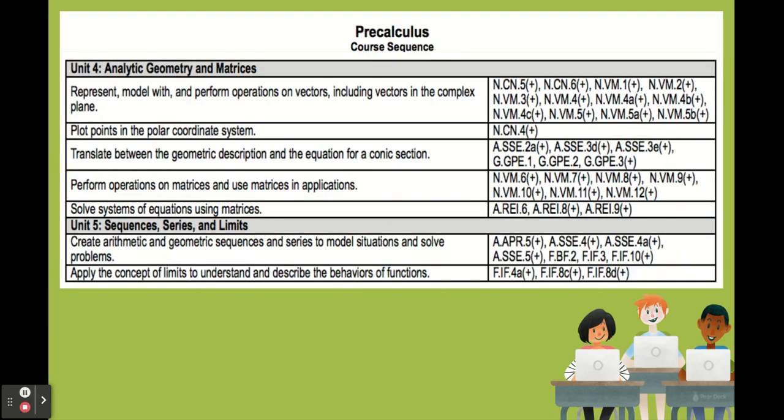Unit 4, analytic geometry and matrices, right? This one is different because now we're talking about matrices. So matrix multiplication almost goes back to your elementary days where you figured out how to multiply two-digit numbers by two-digit numbers. You used a matrix. You didn't just do vertical multiplication, right? So you used a matrix.